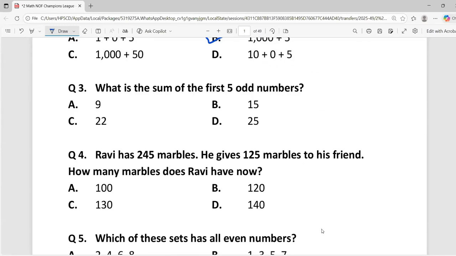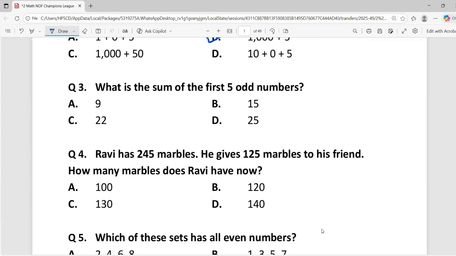For the third question, what is the sum of first 5 odd numbers? Now an odd number cannot be divided into half. So odd numbers are like 1, 3, 5, 7, 9, 11, and so on. Here we have to take the first 5: 1, 3, 5, 7 and 9. The sum of all these odd numbers comes to be 25. Option D, 25, is the correct answer for the third question.